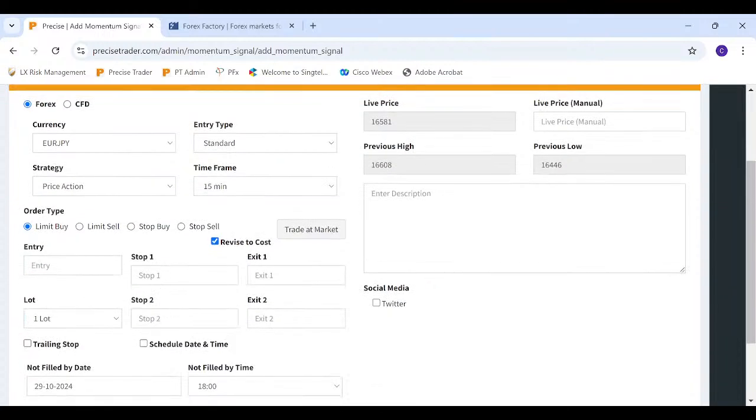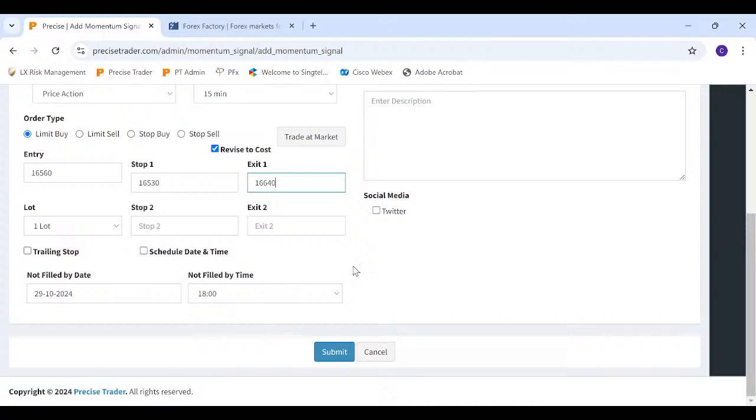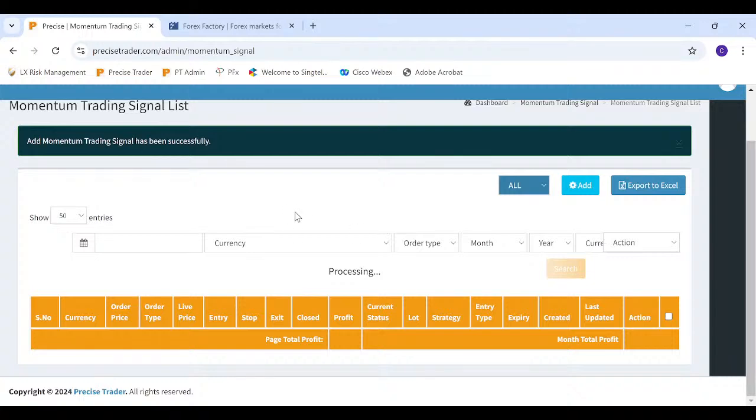And this is going to be a limit buy at 65.60. Okay, stop at... okay, let me give you a tight stop, 65.30. Yeah, stop at 30, and this one is 66.40 or 66.10. Either one of these levels you should be exiting. You should be exiting at either 66.10 or 66.40.